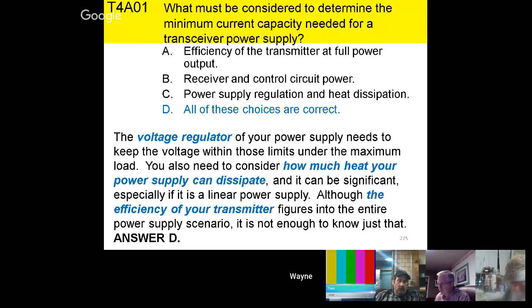So the efficiency of your transmitter also figures into the entire power supply scenario. It is not enough to just know that. All these things need to be taken into consideration: efficiency of the transmitter, the receiver and control circuit power, and the power supply regulation and heat dissipation. I wouldn't recommend anything less than a 30 amp supply for anybody's shack.